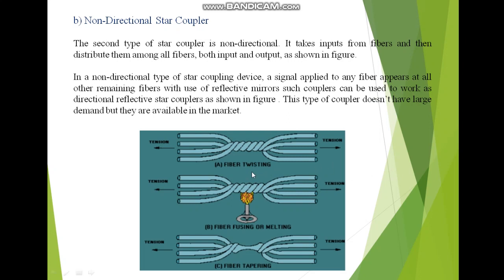The first shows n number of fibers. Okay, the coupling region is defined by twisting the optical fibers. Clear? So n number of inputs, n number of outputs. The second method is by fusing or melting the fiber. The third is by fiber tapering.